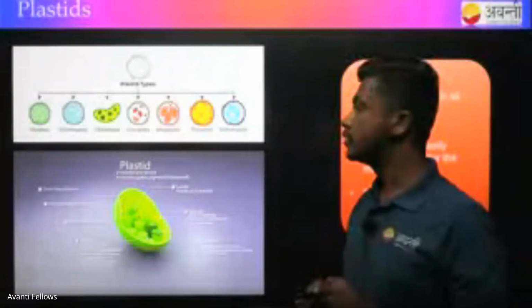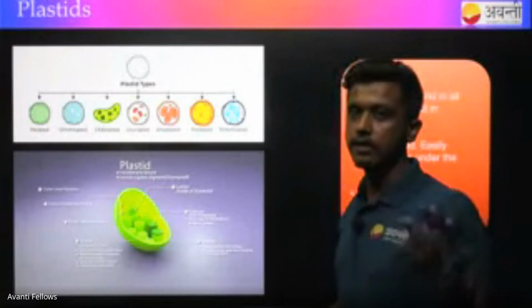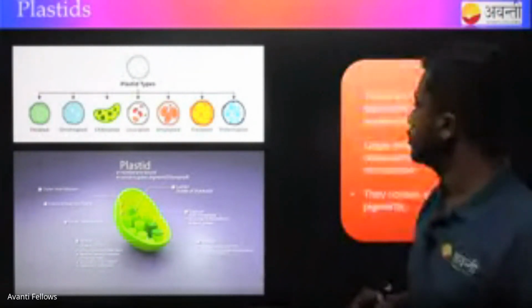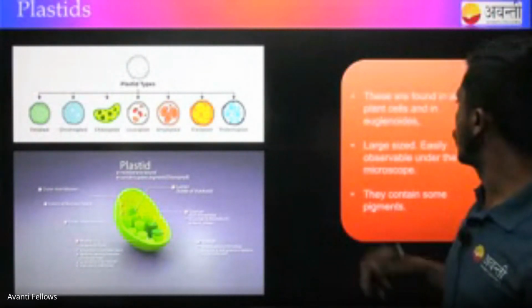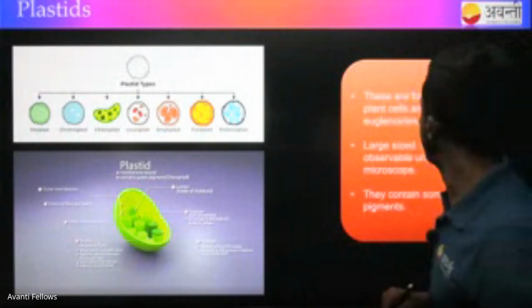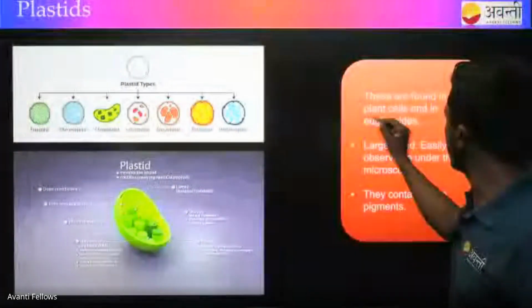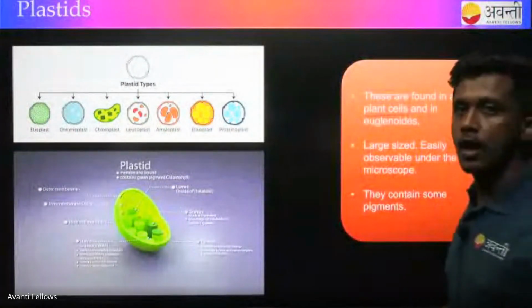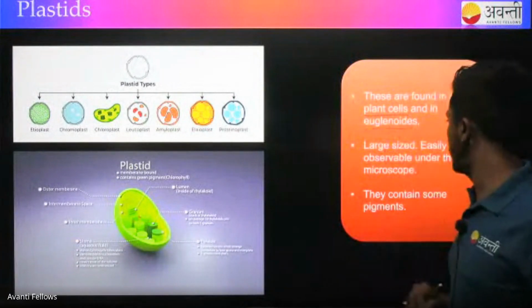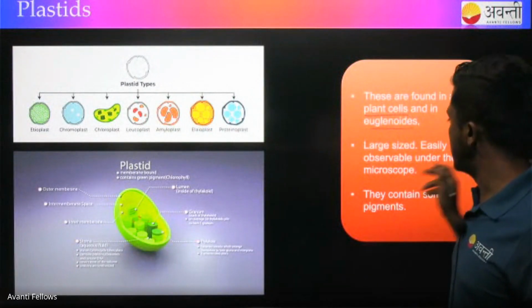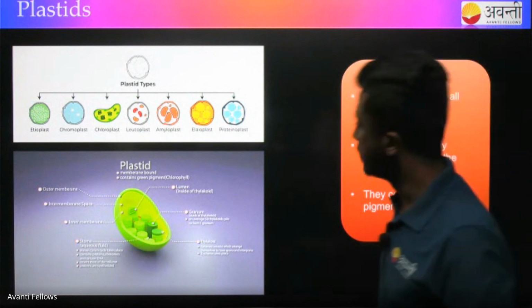As I told you, plastids can be divided based upon what they contain. So we have three types of them: chloroplast, chromoplast, and leucoplast. They are basically found in plant cells. So that's what we discussed. And euglenoids as well. Next one is they are very large and they contain pigments.